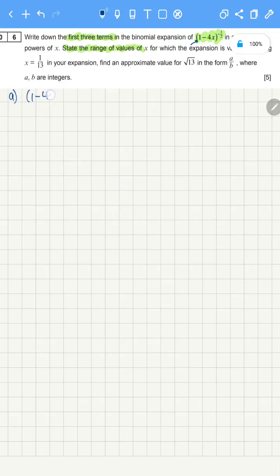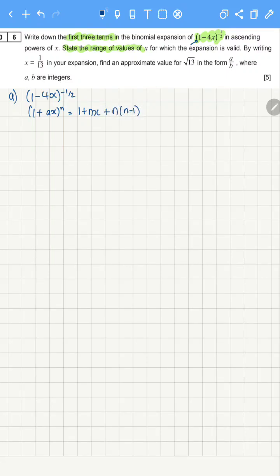And we've got 1 minus 4x to the minus 1/2. Right, let's just go for it. So the formula you need, let me write that down: 1 plus ax to the n is equal to 1 plus nx plus n times n minus 1 x squared. And I said x squared, but I should really say ax all squared over 2 factorial.